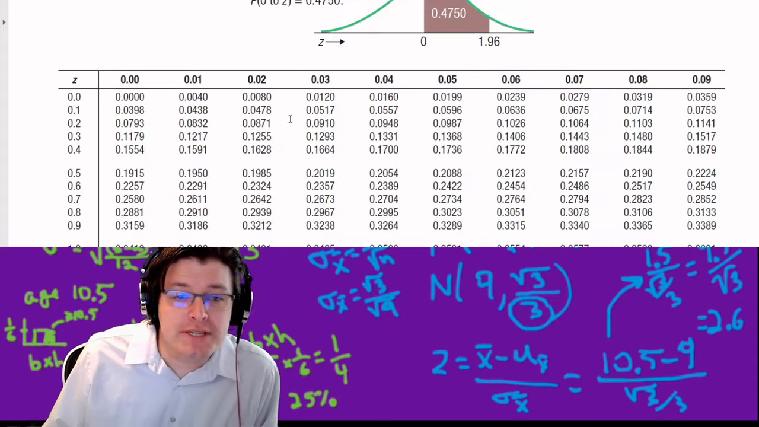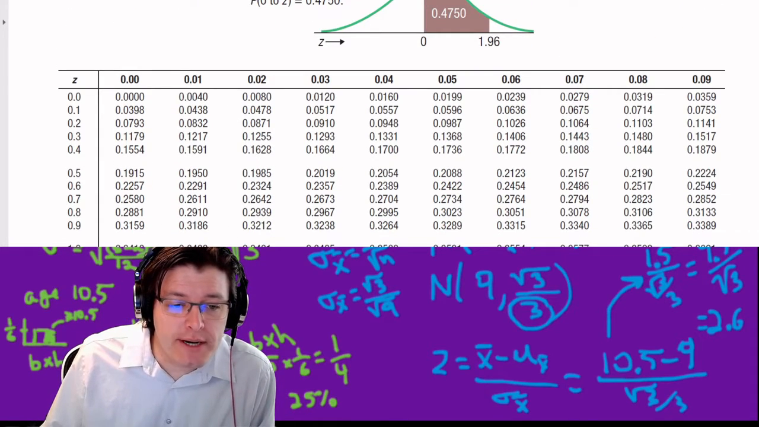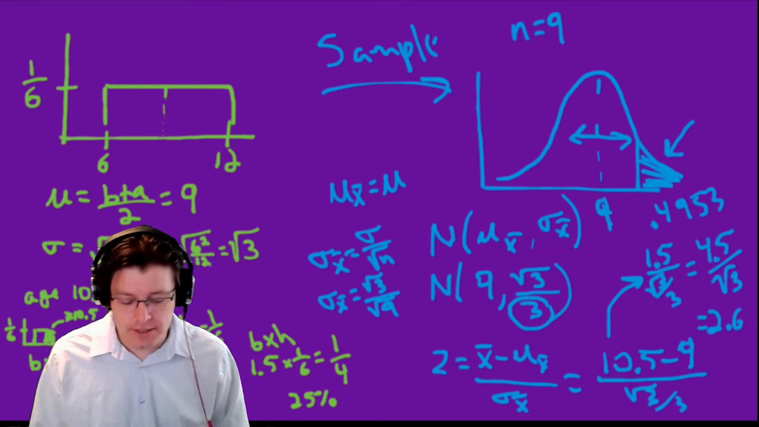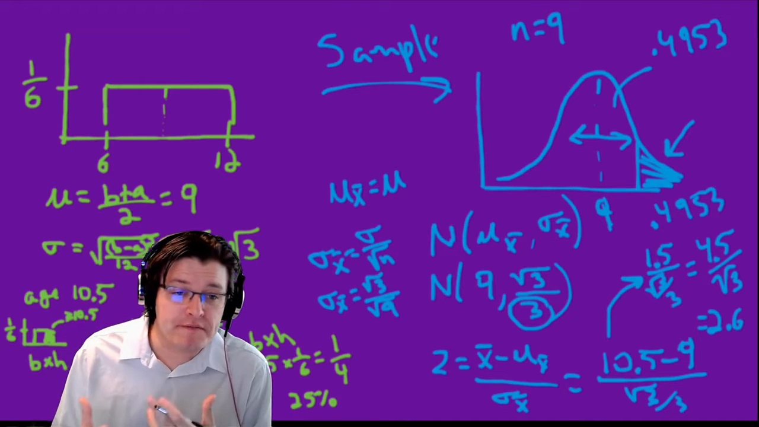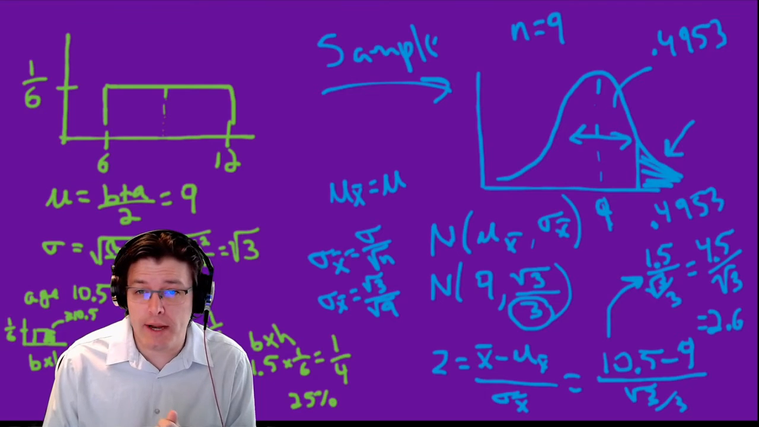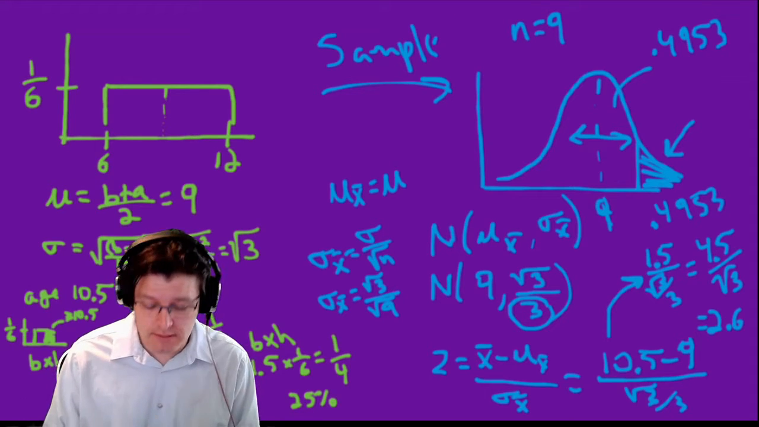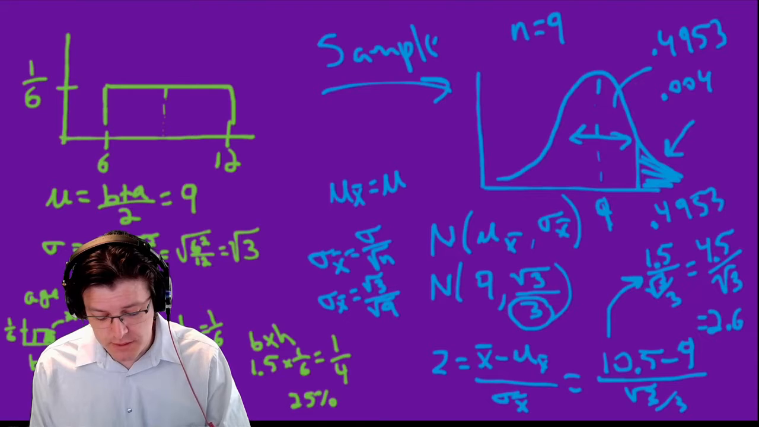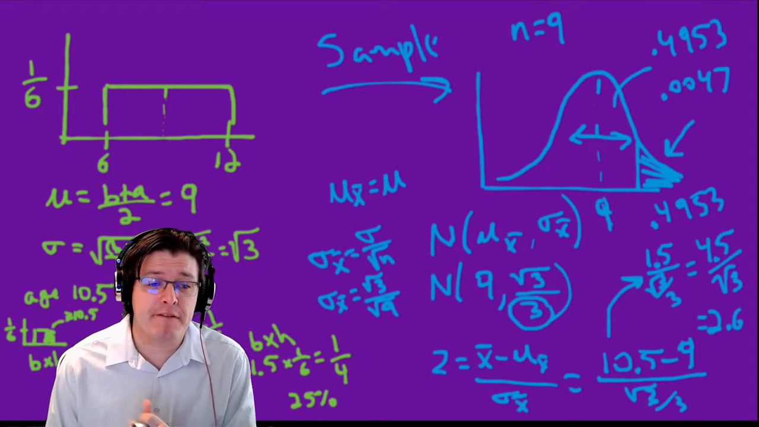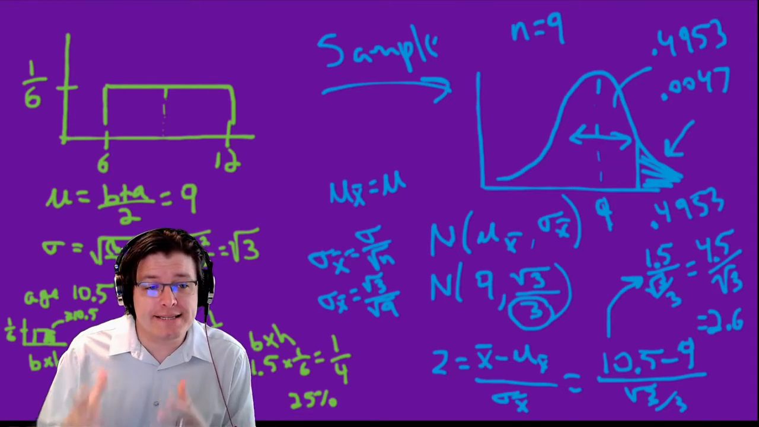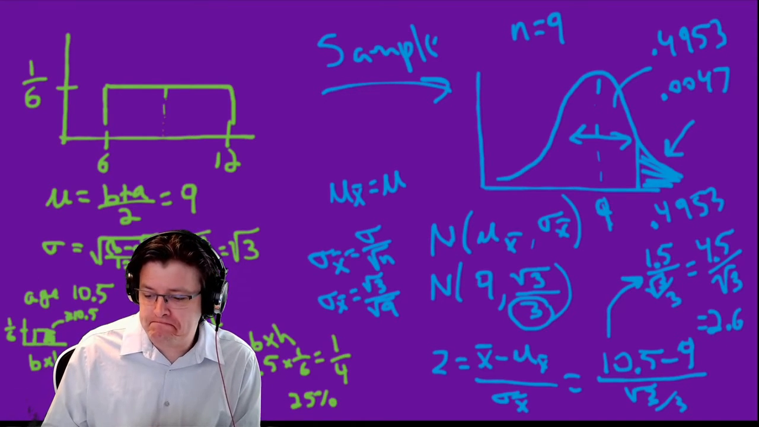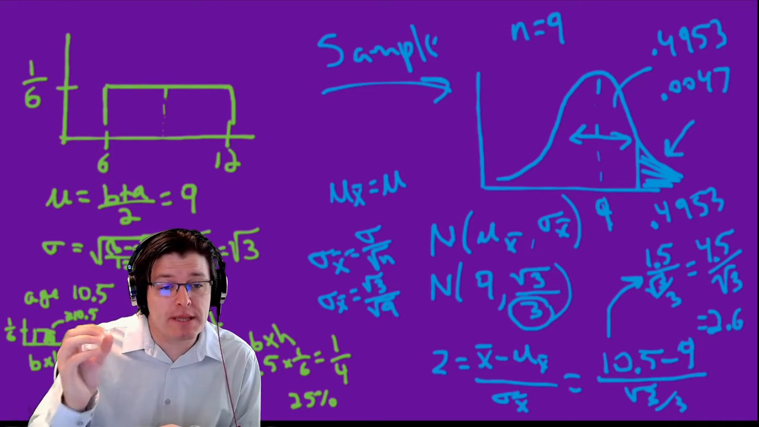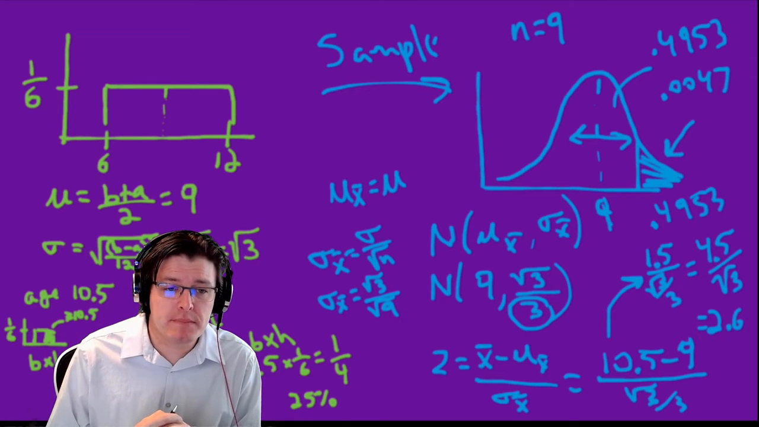So, of course, that is not quite what we're after, right? We wanted to know greater than that. And so we just found that this area is 0.4953. And so we need to subtract that from 50%, leaving us with what? What is that? 0.0047. So a little under 0.5% chance that we would find a sample of 9, not all of which, but the mean being 10.5 or greater.